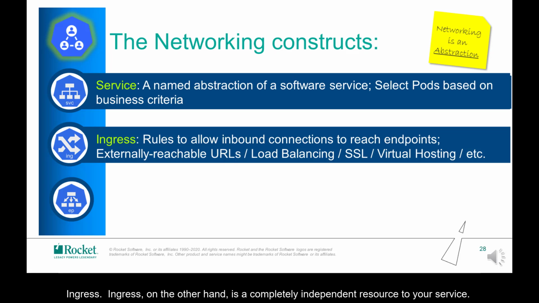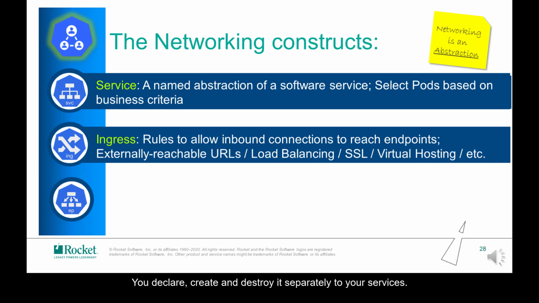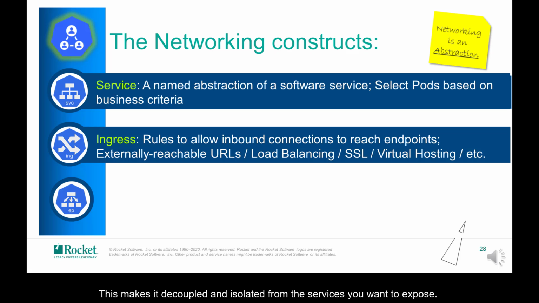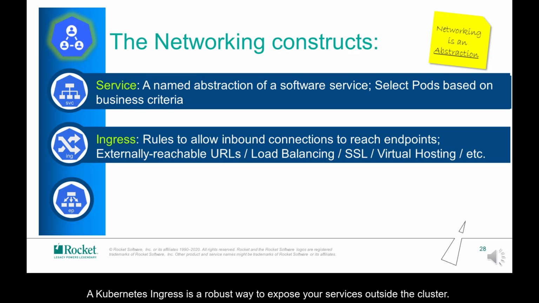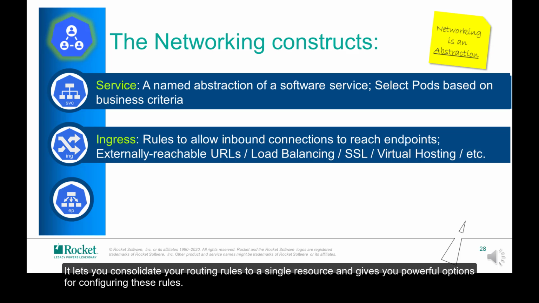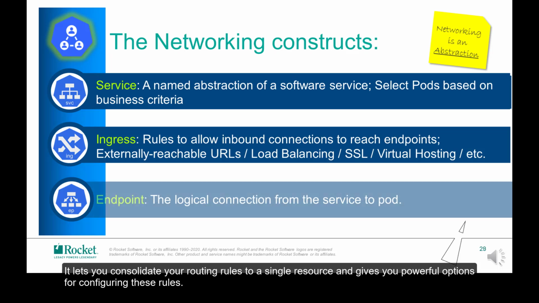Ingress. Ingress, on the other hand, is a completely independent resource to your service. You declare, create, and destroy it separately from your services. This makes it decoupled and isolated from the services you want to expose. It also helps you to consolidate routing rules into one place. A Kubernetes ingress is a robust way to expose your services outside the cluster. It lets you consolidate your routing rules to a single resource and gives you powerful options for configuring these rules.